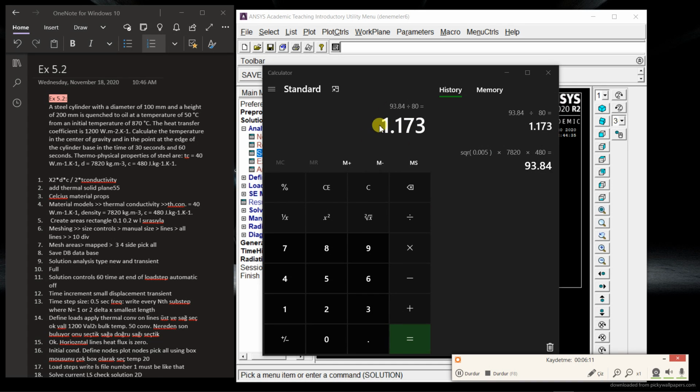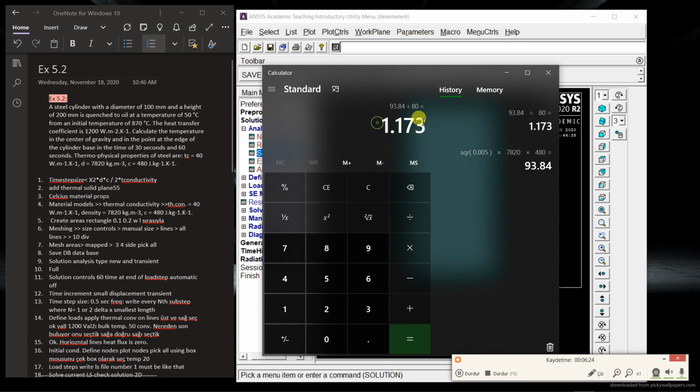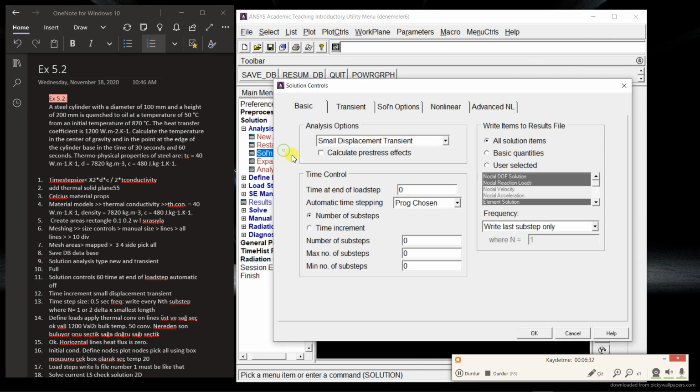So this should be smaller. Your time step size should be smaller than this formula result. Okay, what's my result? This one. So we can maybe pick 0.5 or 1. Okay, I'm going to choose here the 60 seconds again, and time increment step size. Okay, we can choose 1 here. So write every N steps. Okay, so let's set it.